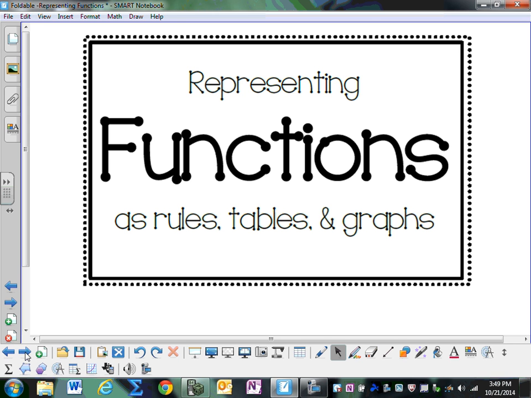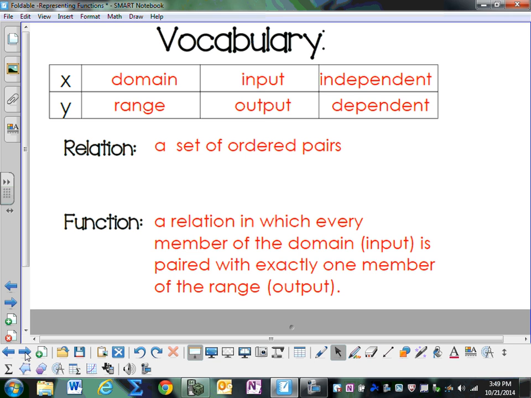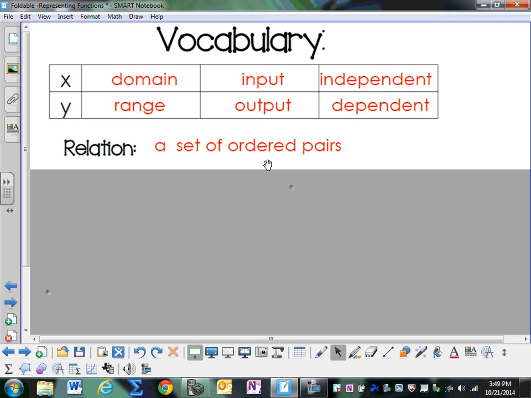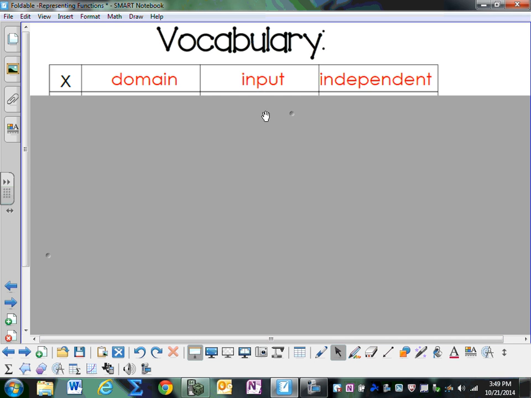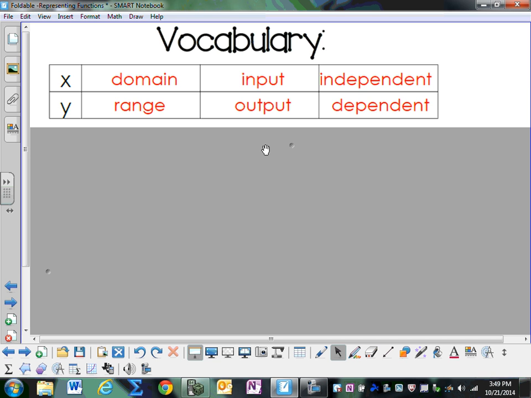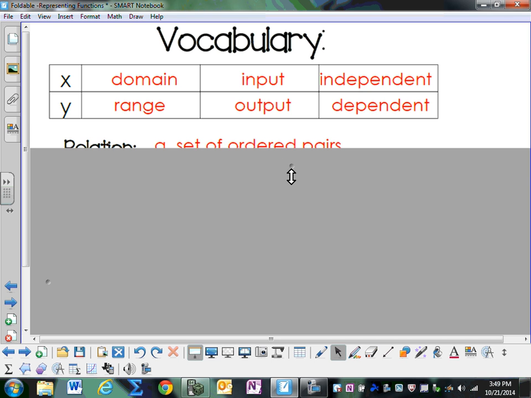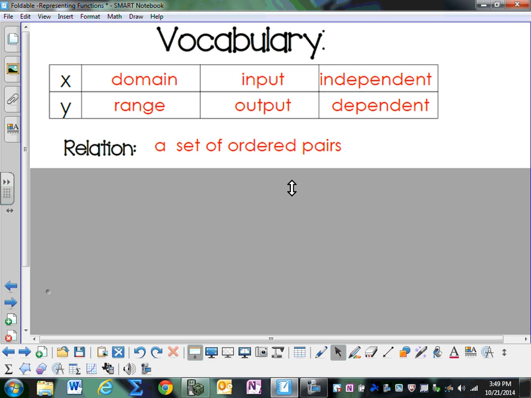Representing functions as rules, tables, and graphs. So let's begin with some vocabulary. X is known as a domain, an input, and independent. Y is the range, output, dependent. Relation is a set of ordered pairs.